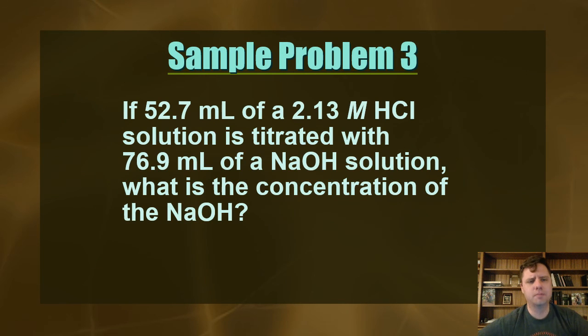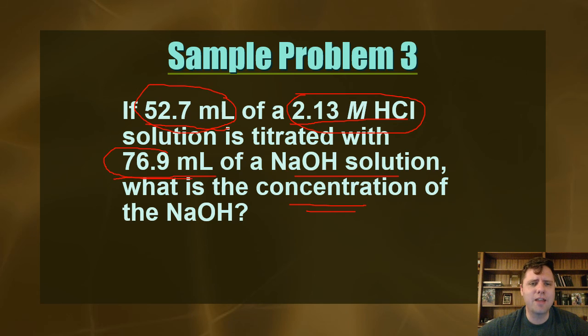Here's an example problem. If you have 52.7 milliliters of a 2.13 molar hydrochloric acid solution, and it's titrated with 76.9 milliliters of a sodium hydroxide solution, what is the concentration of sodium hydroxide, of NaOH? So we have a known amount of a known solution, and we now have utilized this amount of the unknown solution. And we're looking for the concentration of this. So we just take the volume of the first one times the molarity of the first one, and then divide by the volume of the second one to give us the molarity of the second one.